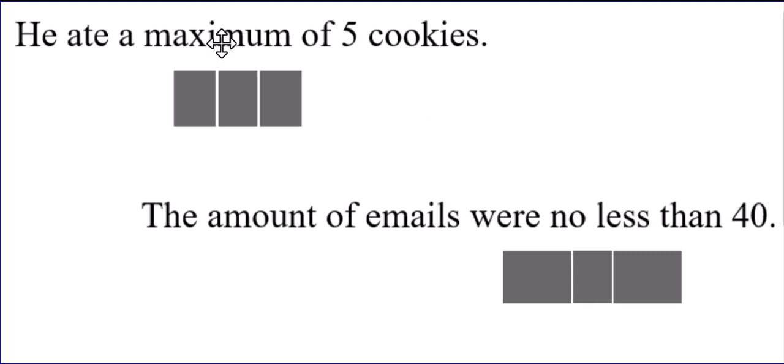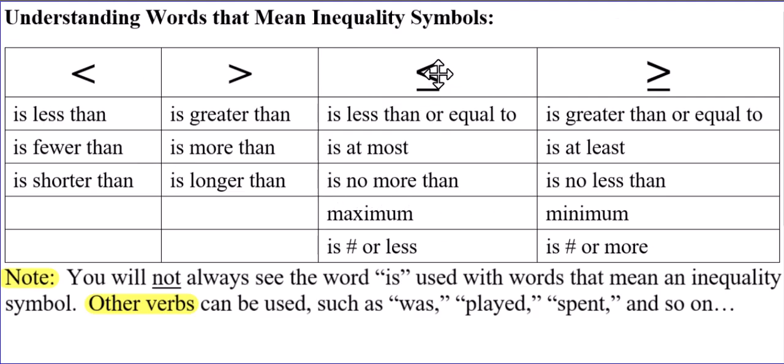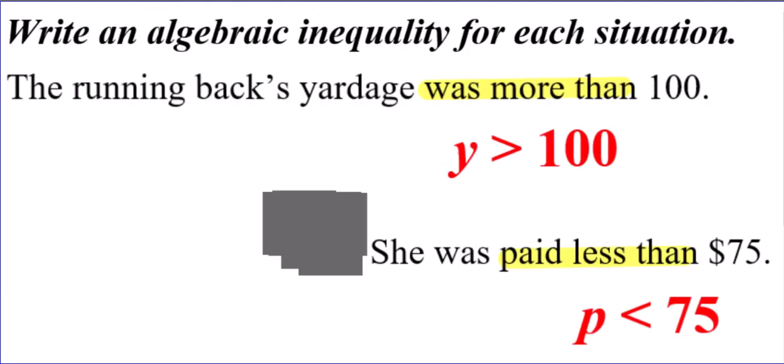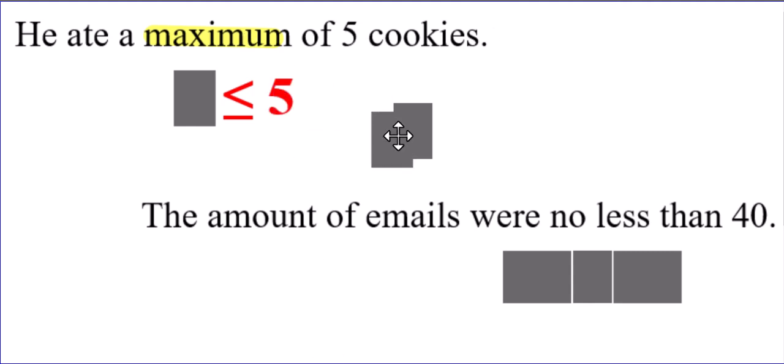He ate a maximum of 5 cookies. If you don't know what maximum means, look back at the chart. Here it is. It's the less than symbol, which kind of makes sense. Maximum of 5 means that's the most you ate. You either ate that much or less, which is why it's the less than symbol. But what did we have to the left and to the right of maximum? Well, to the right of maximum, we had 5. To the left, we have he ate. Don't make your variable A. What is he eating? He's eating cookies. So how about C for the number of cookies that he ate?